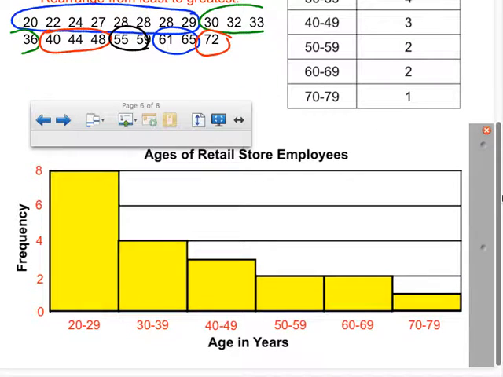So, do you see the difference between a histogram and a line plot? A line plot does every single value. A histogram groups up values. Does that make sense? And it makes a bar out of that group. Do you understand the difference? Okay. Last slide.